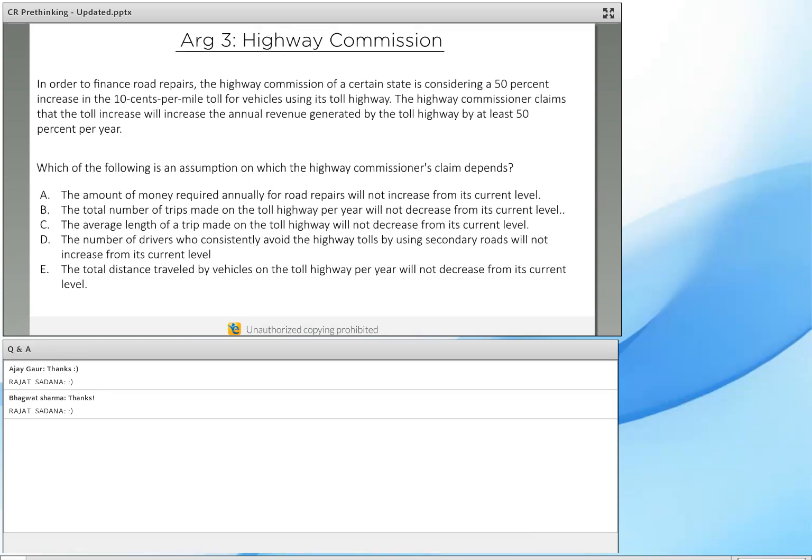Now, let's see where pre-thinking helps you get to that right answer. And to do this, we're going to solve this official question. I'm going to give you 3 minutes. It's a fairly simple argument, but confusing answer choices. So do pre-thinking. And as you do pre-thinking, you're going to find getting to the right answer becomes fairly easy.